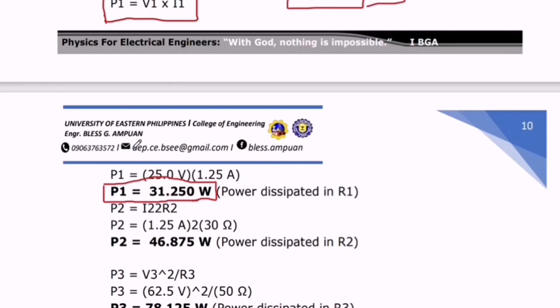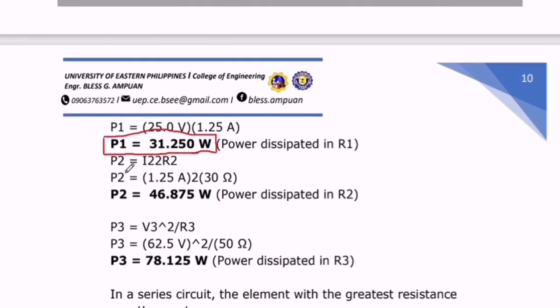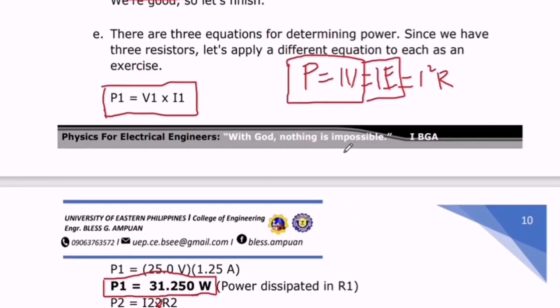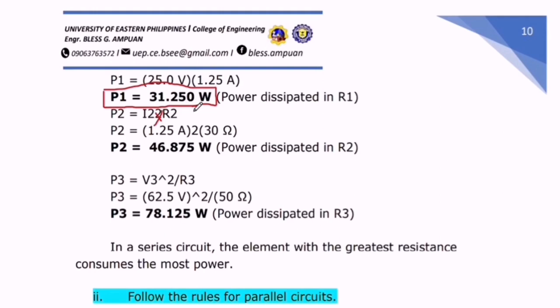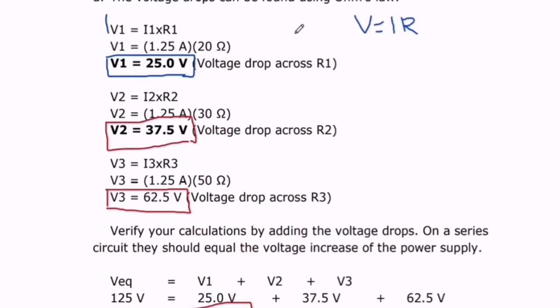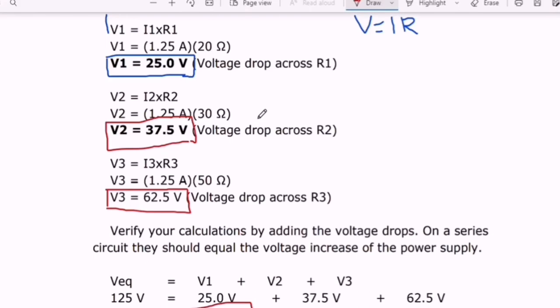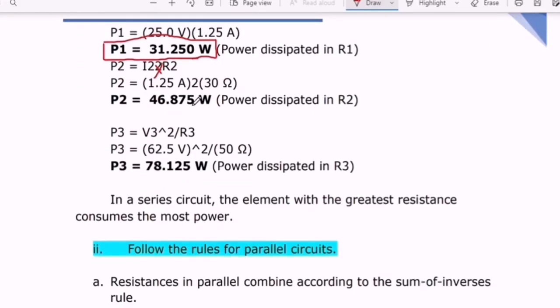Okay, so P sub 2, this is I sub 2 times R sub 2. I know in this problem I use numerous kinds of solutions or equations, so all the equations that we have discussed a while ago will be used here.